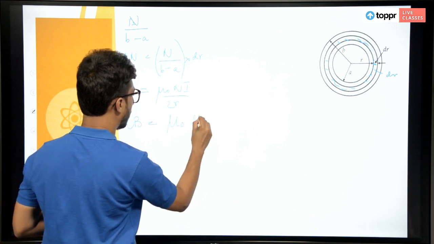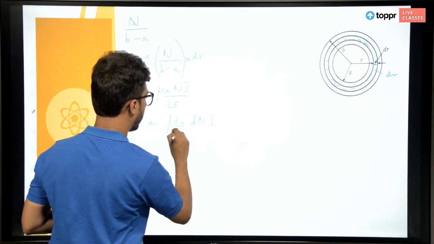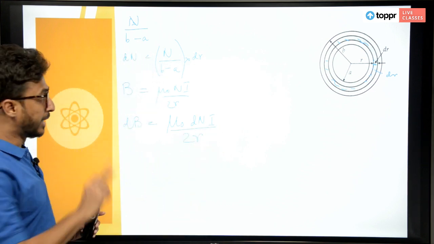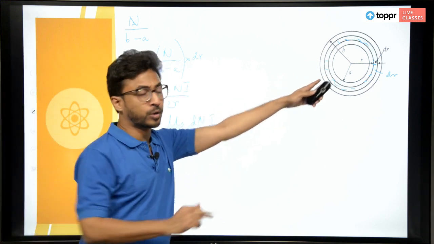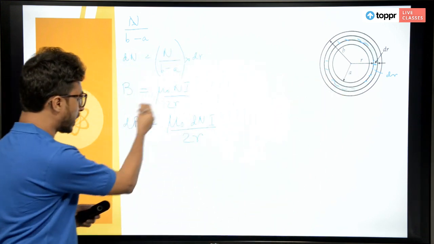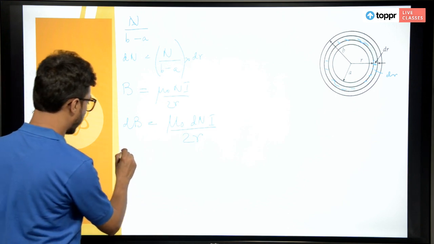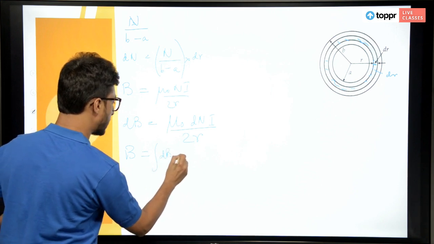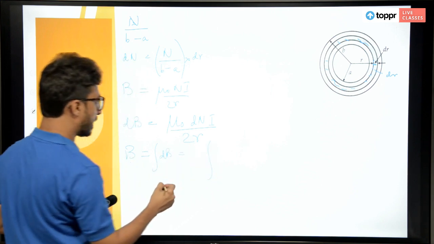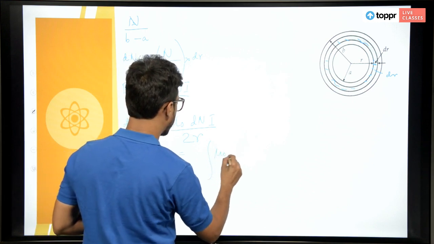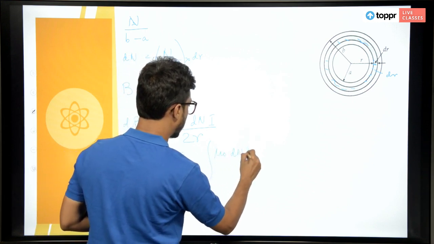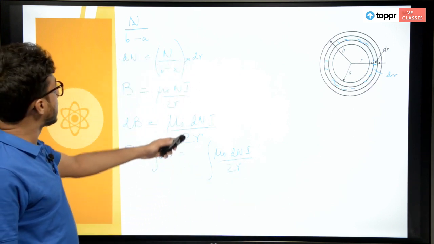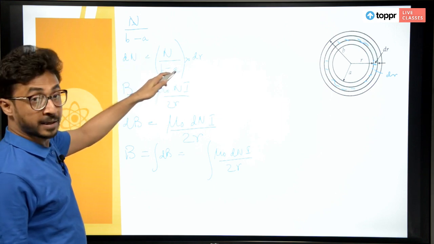Mu 0 dni by 2r. Now, if we have to find out the total magnetic field at the center, we need to integrate this, isn't it? So we have to find out B, which is nothing but integration of dB, that is nothing but integration of mu 0 dni by 2r. Now dn is nothing but this, right?